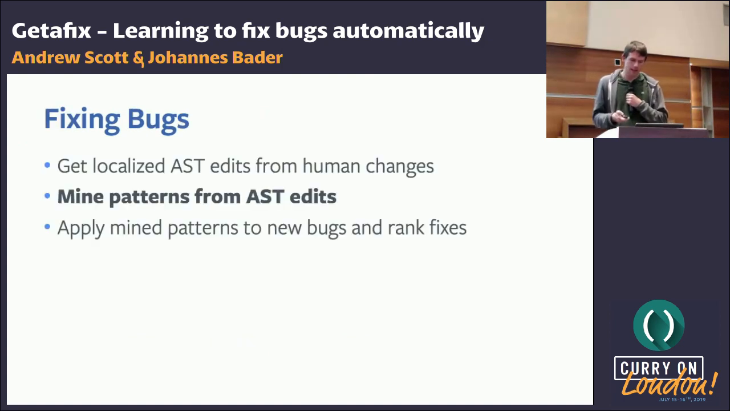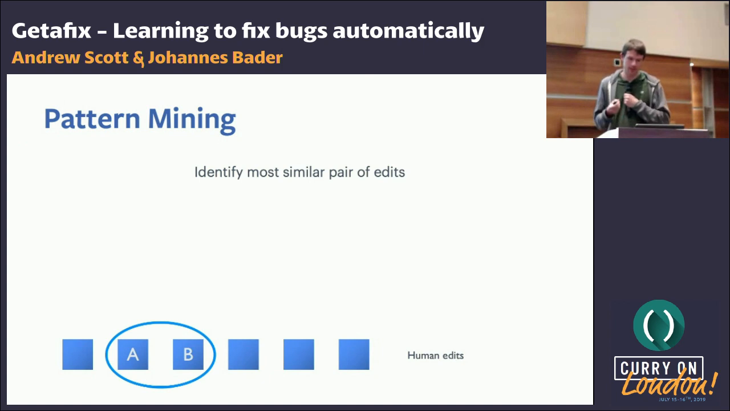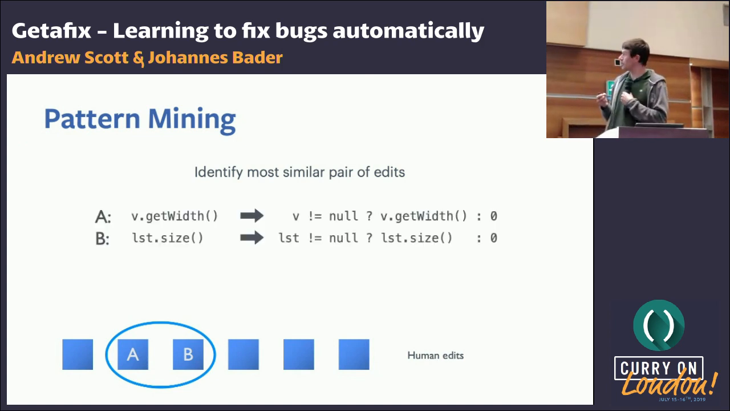Cool. Now the second step in our process is we're going to look for patterns in these AST edits. To do that, we're going to look at all of the edits and determine which pair of edits is most similar according to a heuristic which I'll explain shortly. Let's say in this example, our heuristic picks these two edits right here. Edit A happens to be the fix we saw before, where the variable v is being protected from a null reference with a conditional check, and edit B is structurally identical, except we're using a different variable and method name.